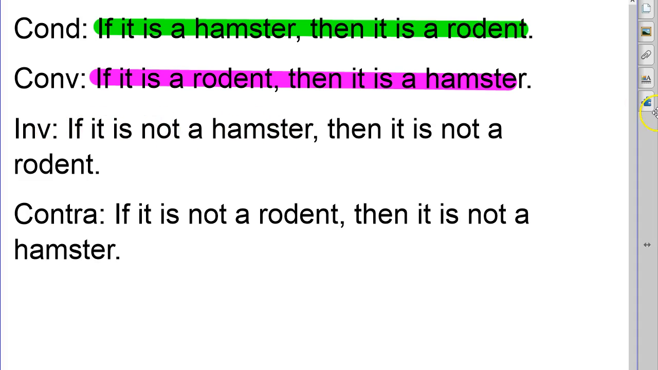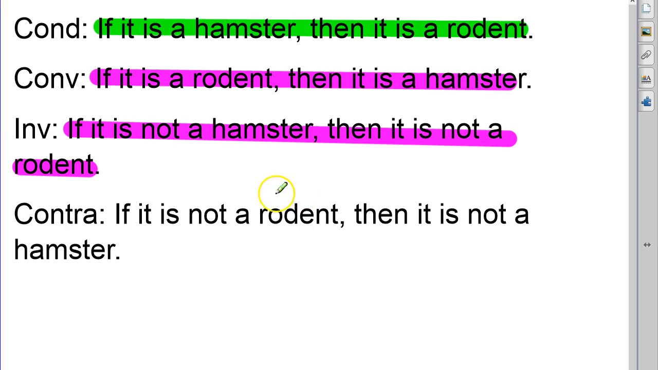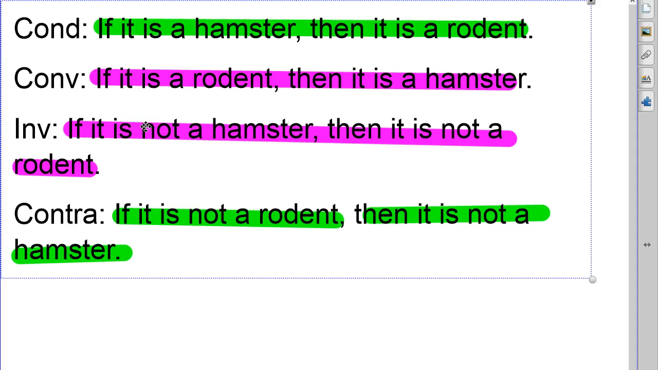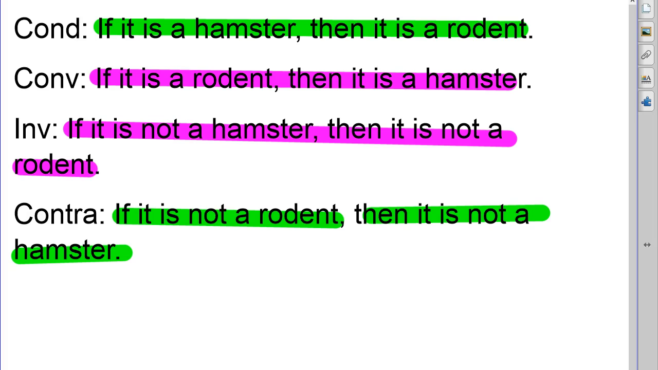Okay. Inverse. If it's not a hamster, then it's not a rodent. Again, that's false. A mouse is not a hamster, but it definitely is a rodent. So false. And then if it is not a rodent, it's not a hamster. Now that is true. Because if you're not a rodent, that means you can't be a hamster, a mouse, whatever it is that fits in that thing. So this has to be true because I know I'm not a rodent, so I know I can't be a hamster since a hamster is a rodent. Okay, so you'll notice the conditional and the contrapositive have the same truth. They call it validity, it's the fancy word for it. And the converse and the inverse have the same validity. That always works out that way.